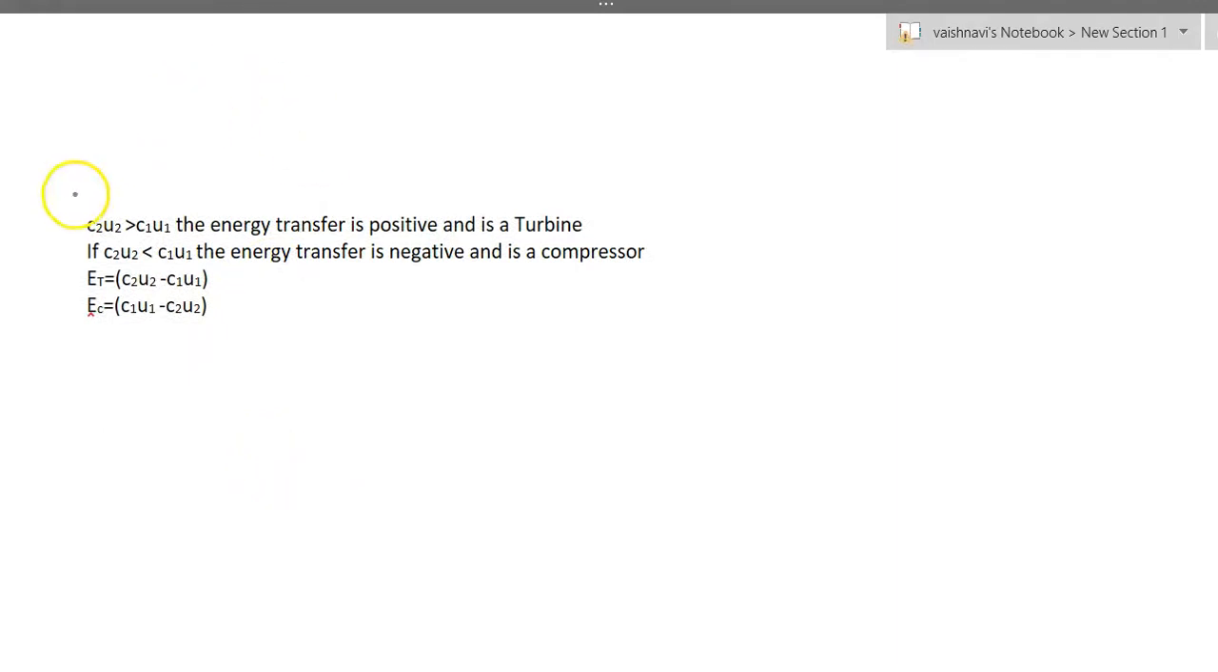From this, we'll find one thing. If c2 u2 is greater than c1 u1, the energy transfer is positive and we call it a turbine. And if c2 u2 is less than c1 u1, the energy transfer is negative and we call it a compressor. Finally, the energy transfer equation for a turbine is c2 u2 minus c1 u1, and the energy transfer for a compressor is c1 u1 minus c2 u2. This is Euler's equation. This is a basic fundamental equation that can be applied to any turbomachine, be it a compressor or a turbine or anything.